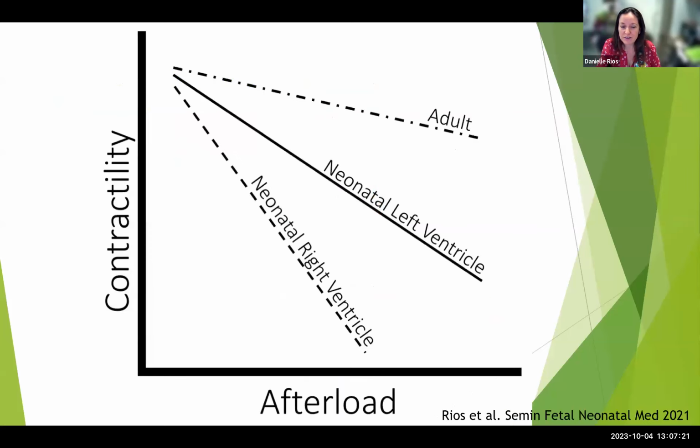This figure depicts the differences seen in adult versus neonatal hearts. Both the left and the right ventricle are more sensitive to increases in afterload, but the right ventricle is much more sensitive to augmentation in afterload and results in a significant decrease in contractility.